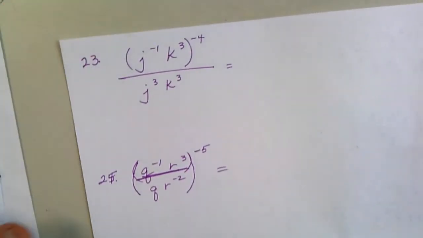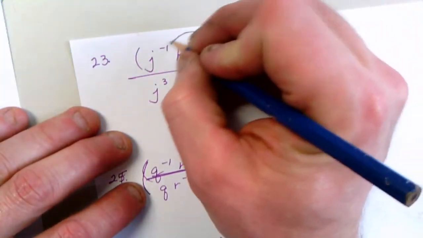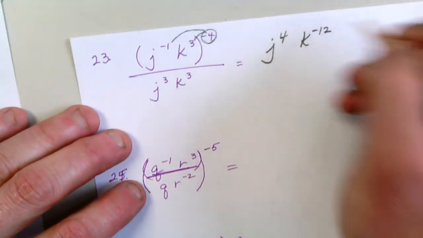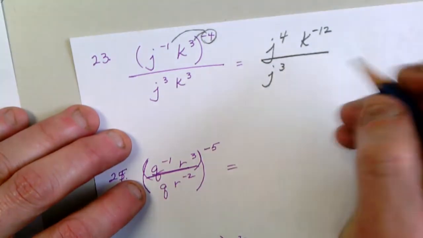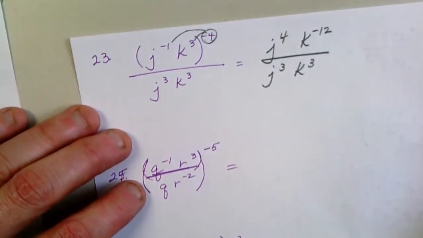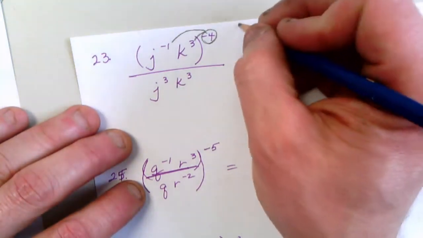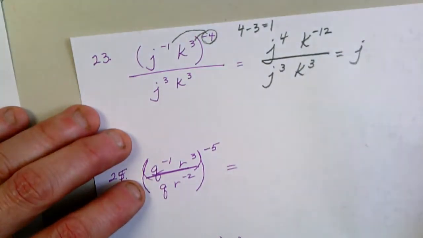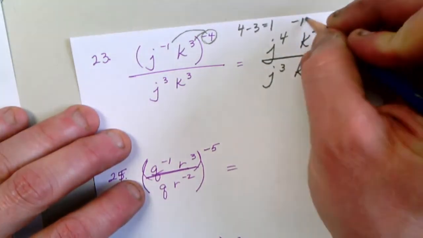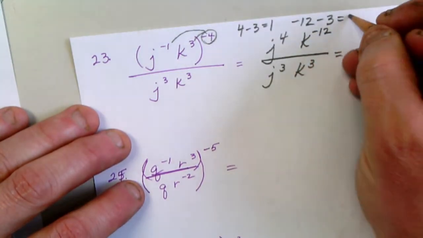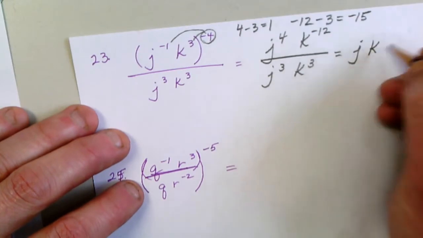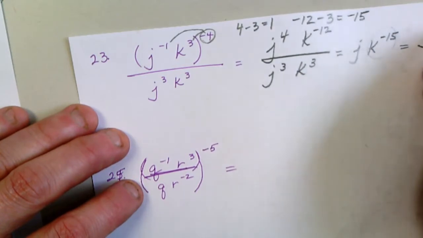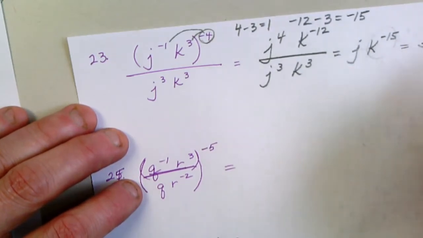All right, it's number 23. Again, I'm going to distribute this into the parentheses. So this is j to the 4th, k to the negative 12th, over j to the 3rd, k to the 3rd. Now, again, I'm going to take these exponents and subtract them. So 4 minus 3 for the j's would be just 1. So I have j, or j to the 1st, either way. For k's, I have negative 12 minus 3, which gives you a negative 15. So this is k to the negative 15th. Now again, I can't have that, so in the end, it's j over k to the 15th.